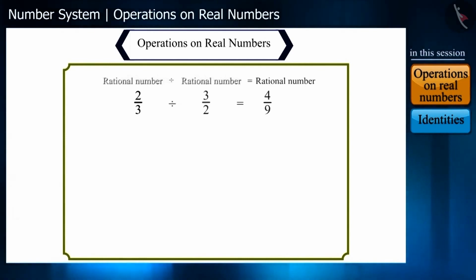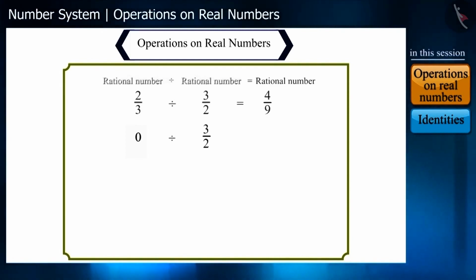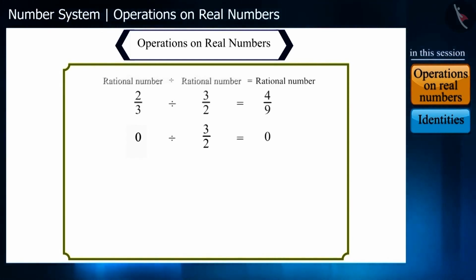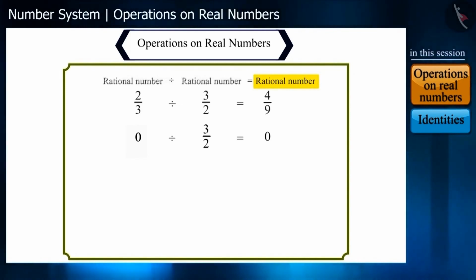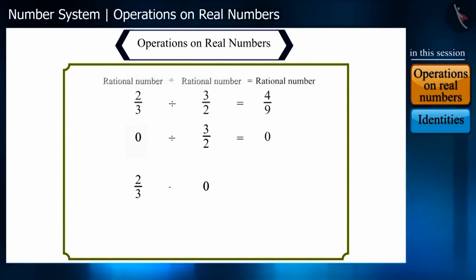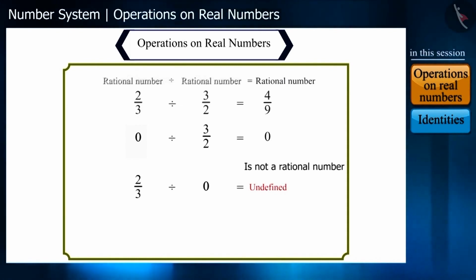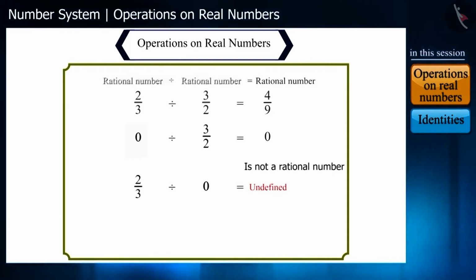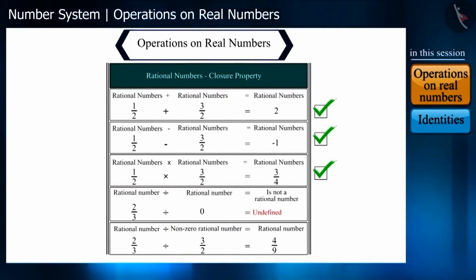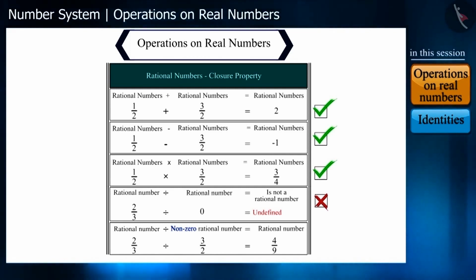Please notice here, in place of 2 by 3, if we keep 0 and then divide it by 3 by 2, we will get 0, which is a rational number. But now, if we replace 3 by 2 by 0 and divide 2 by 3 by 0, we will get a number which is undefined, or say that it isn't a rational number. Therefore, we can say that rational numbers are not closed under division. But if we consider a set of non-zero rational numbers, then that set will be closed under division.